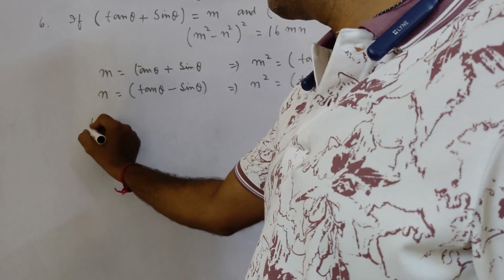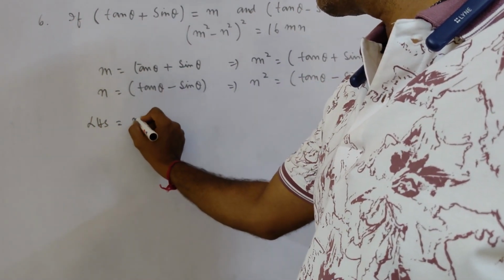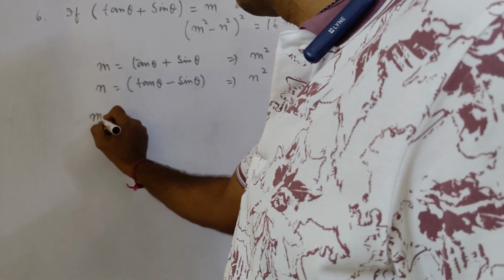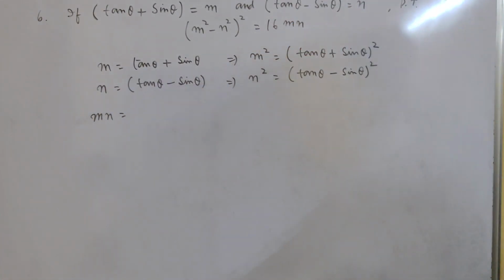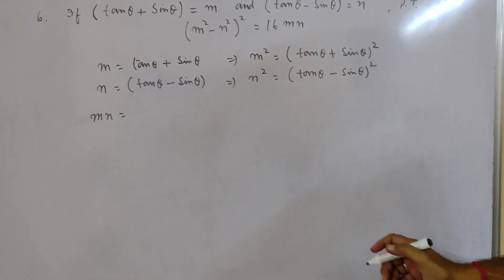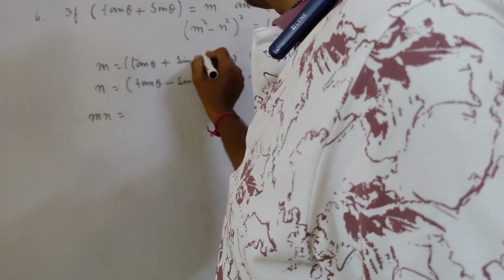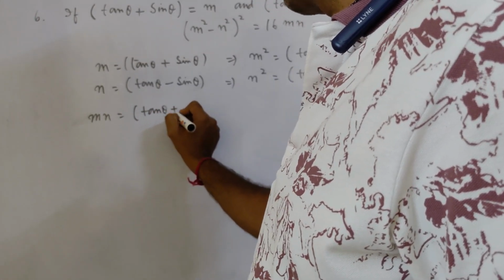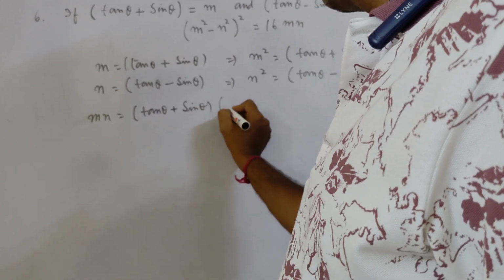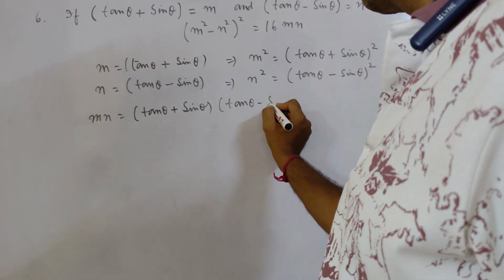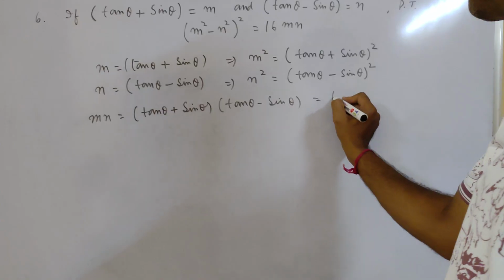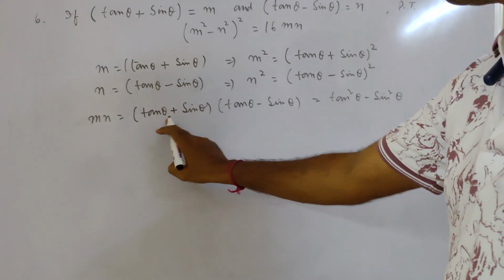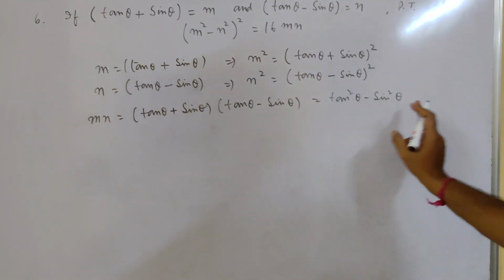So from left hand side, another term we may find here, that is mn. What is mn? As it will be required. So mn is equal to, m is equal to tan theta plus sin theta and n is equal to tan theta minus sin theta. So we may write here tan squared theta minus sin squared theta. Simple. x plus y into x minus y, x square minus y square.